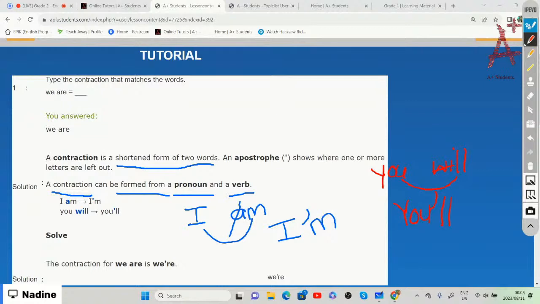And a contraction can be formed from a pronoun or from a verb. So contractions can either be formed from a pronoun or a verb, either way.